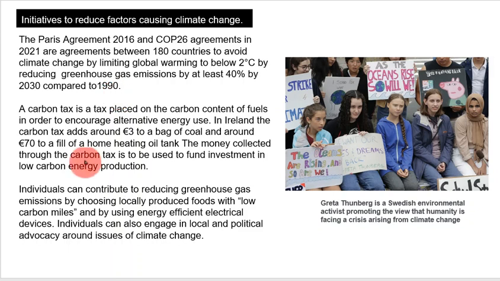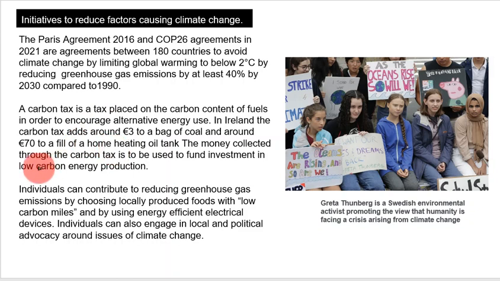So what are some of the things that they're doing? So they have a carbon tax, which is a tax placed on the carbon content of fuel in order to encourage alternative energy use. So fuels like petrol, for example, would be carbon taxed because when you burn them, you're producing CO2. So that's one way that they can do it. In Ireland, the carbon tax adds around €3 to a bag of coal and around €70 to a fill of home heating oil in your tank. Okay, so it's basically taxing the use of these fossil fuels.